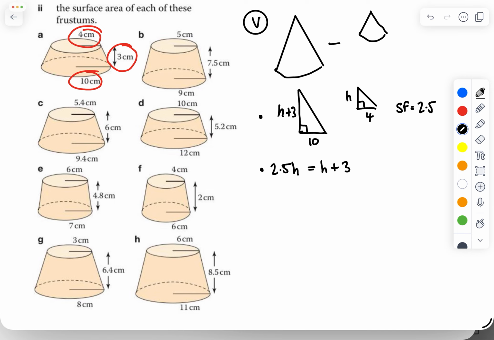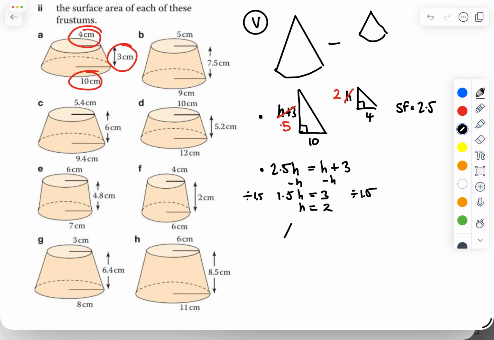So now I have to find h. I'm going to take away h from both sides. I've got 1.5h equals 3. And now I'm going to divide both sides by 1.5. And that means that 1h equals 3 divided by 1.5. That means that h is 2. So now I know that the part that's been cut off is 2 tall, and the original cone would have been 5 tall. So now I can start to do the actual maths.